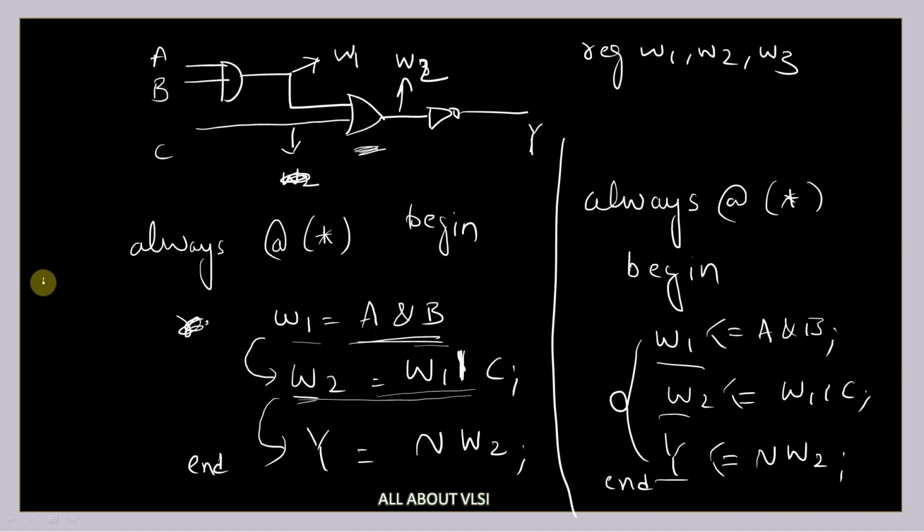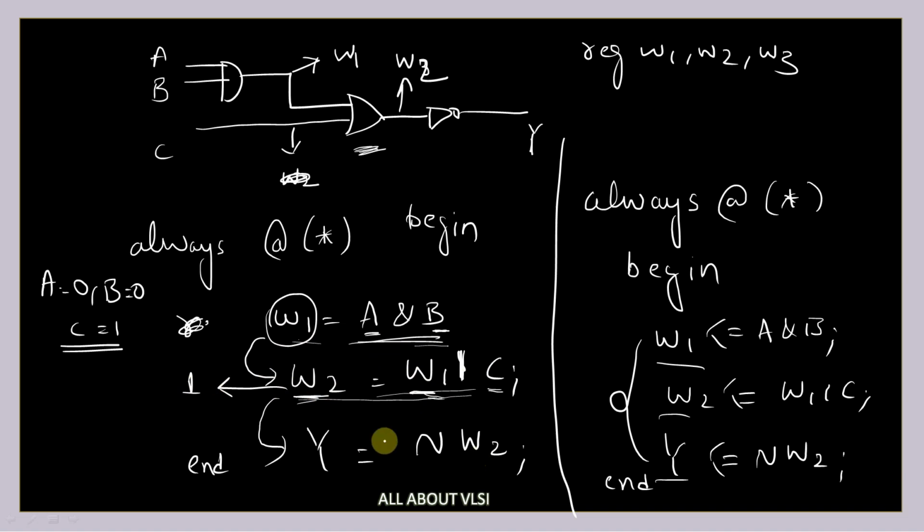Let's say suppose your value of A is equal to 0, B is equal to 0 and C is equal to 1, then what is going to happen? If A is equal to 0 and B is equal to 0, W1 is equal to 0. Then after the W1 value has been updated, you go to the second step. In the second step, W1 is equal to 0 and C is equal to 1. So the OR operation will be equal to 1. So the W2 value will be updated to 1.